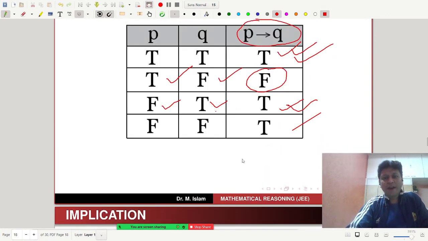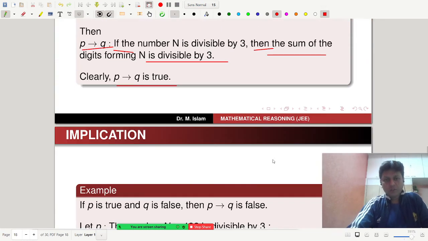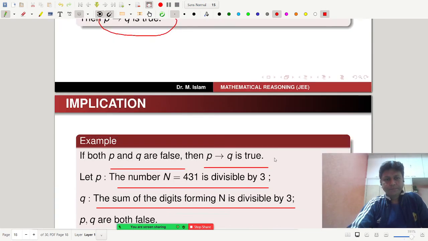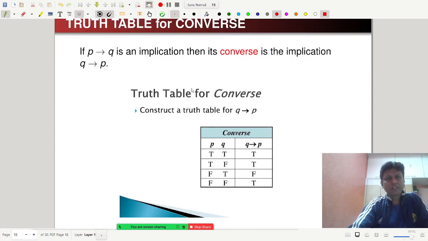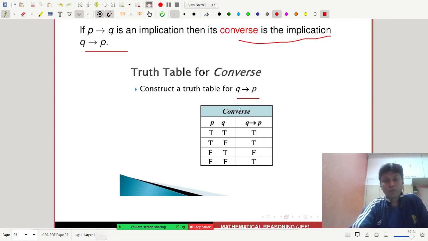So similarly, you can write the converse of this. If P implies Q, then Q implies P is said to be the converse. So I will explain the converse now. This is the truth table for the converse. The converse is also an implication. So P implies Q is the implication, then its converse is the implication Q implies P. So you can easily construct it. Q implies P will be false if and only if P is false and Q is true. This is the converse.